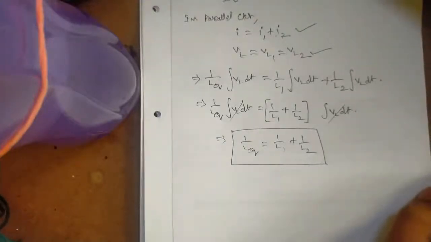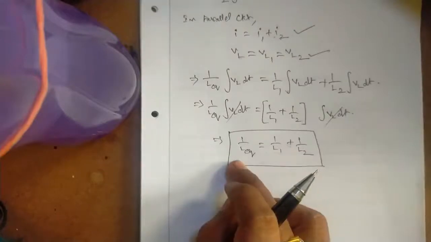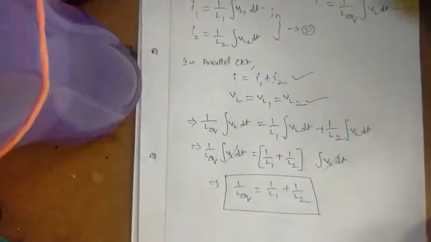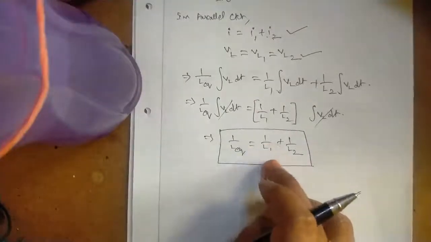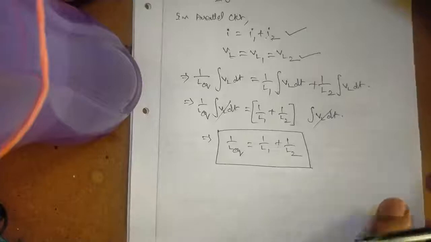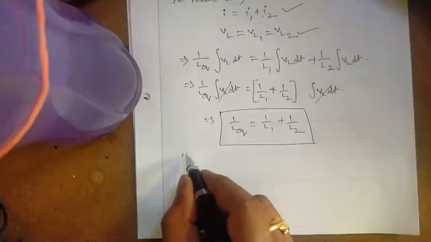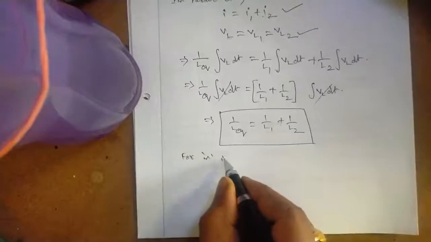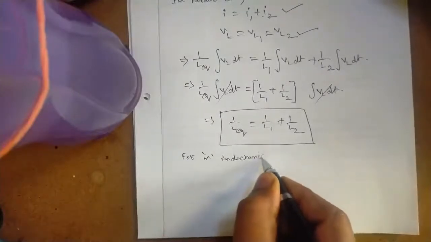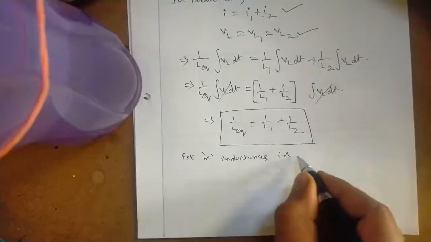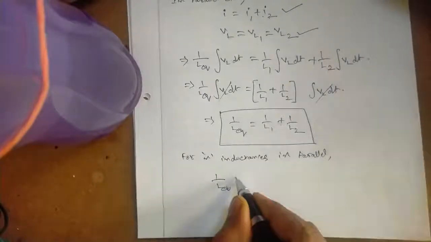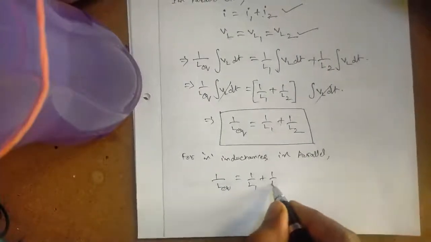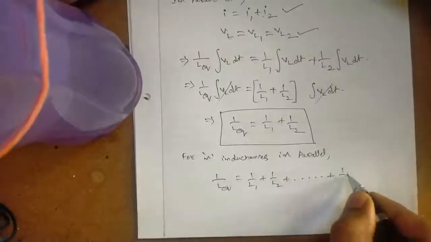That means the reciprocal of the equivalent inductance of the parallel combination is the sum of the reciprocals of the inductances. That is 1 by L equivalent is equal to 1 by L1 plus 1 by L2. Similarly, for n number of inductances in parallel, 1 by L equivalent is equal to 1 by L1 plus 1 by L2 plus and so on plus 1 by Ln.